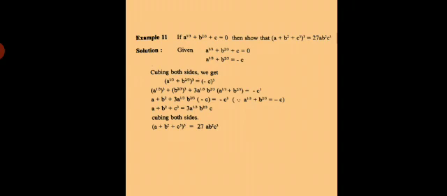If a^(1/3) + b^(2/3) + c = 0, then show that (a + b² + c³)³ = 27ab²c³. Okay, this is a very important sum from the examination point of view. So consider the given condition.